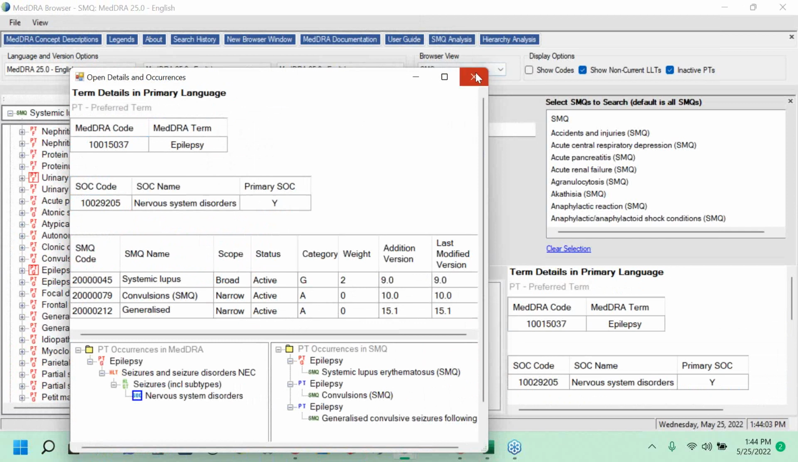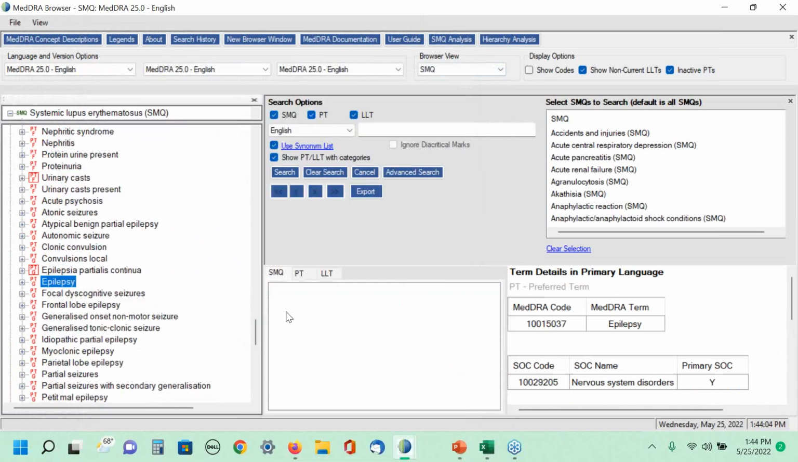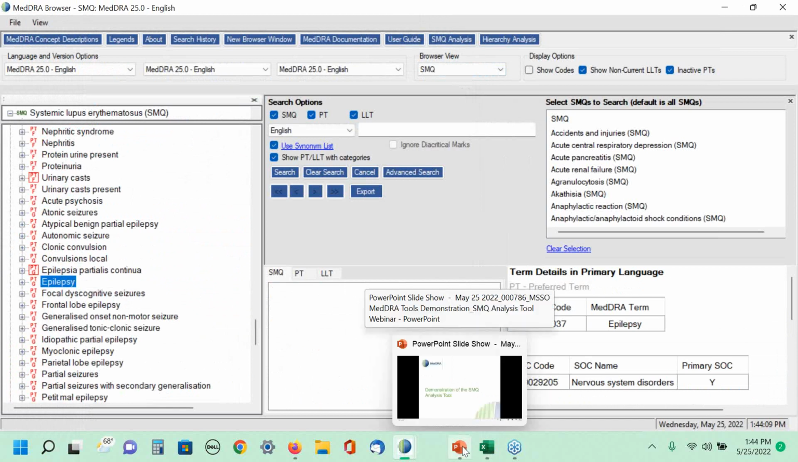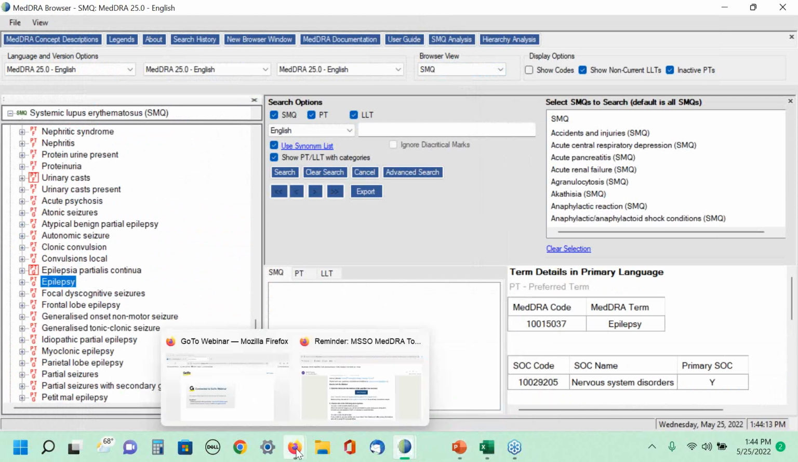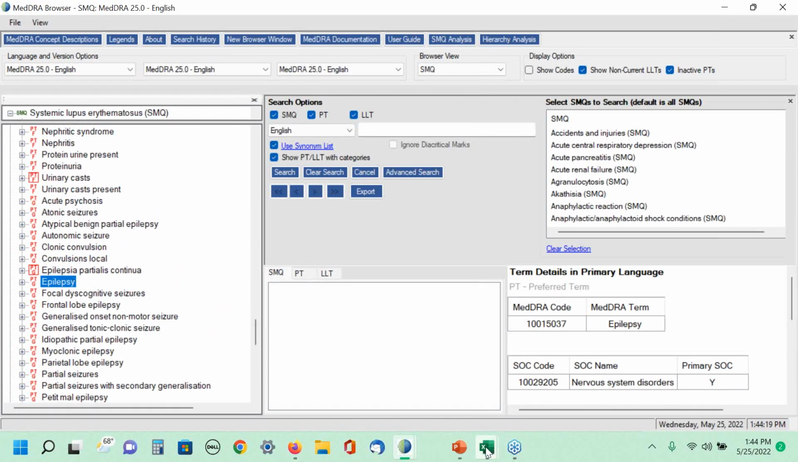And the way this algorithmic weighted SMQ works is once the sum is 7 or greater, that is a potential case that you need to evaluate because it could be a case of lupus. So having said that, I'm going to go back to where I was with the tool.